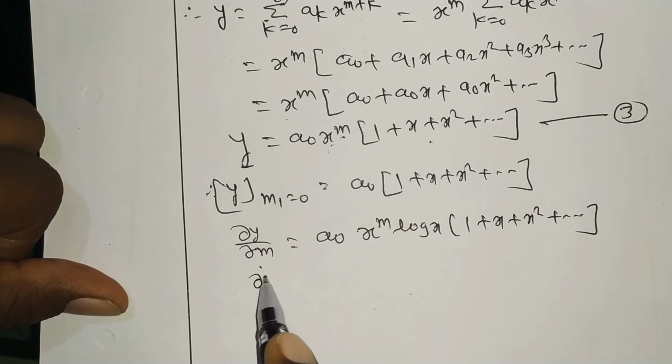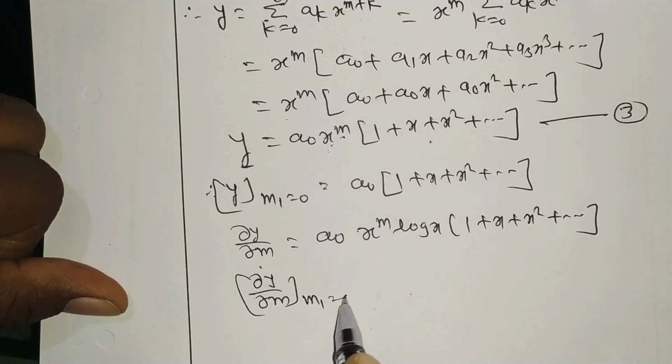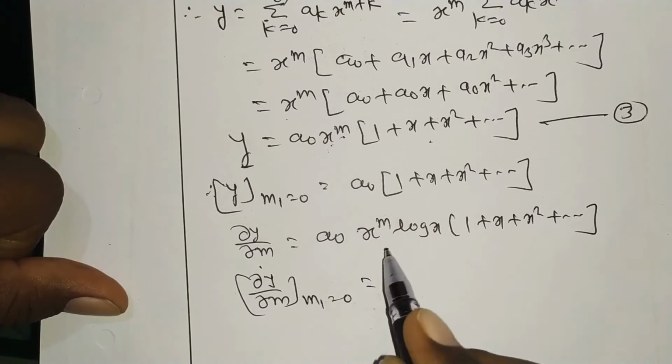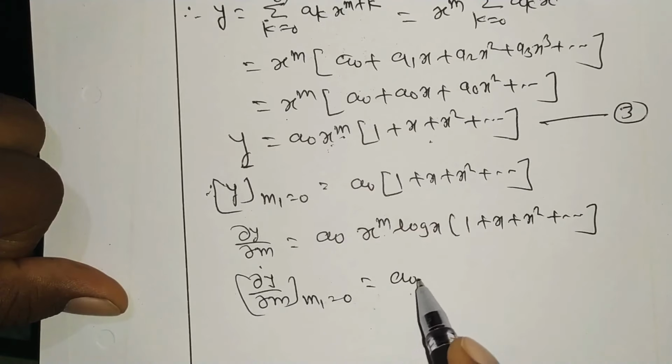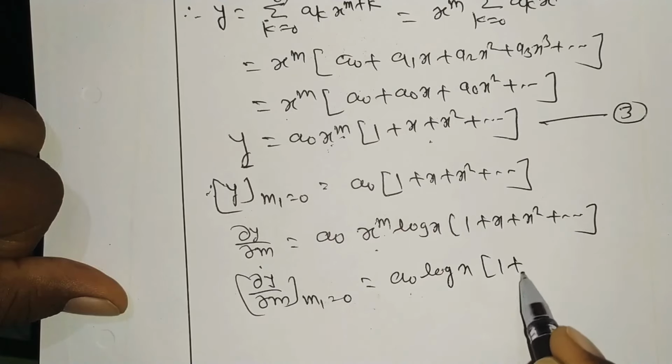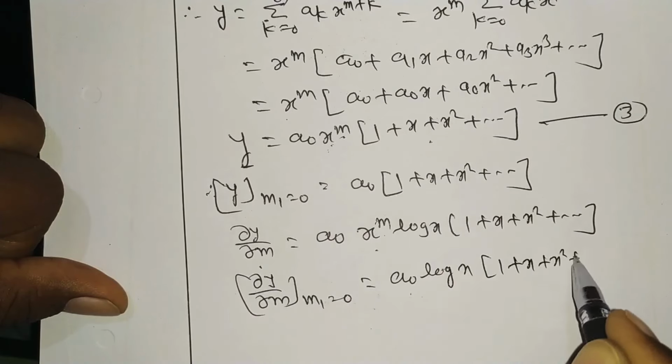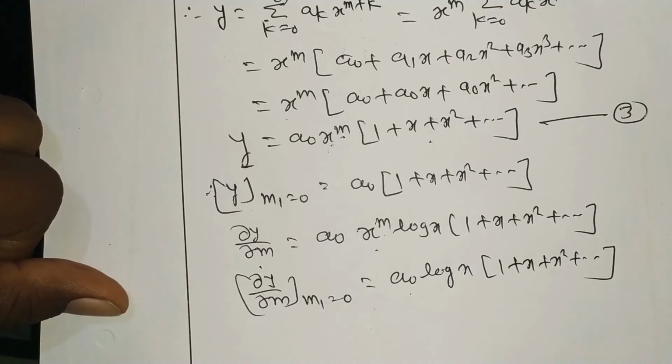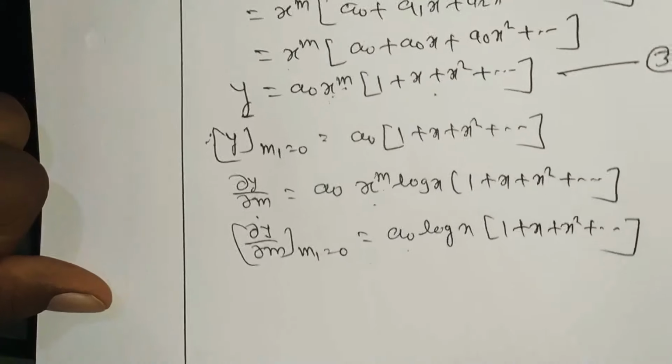Okay, so this is the value of ∂y/∂m. Now we want ∂y/∂m at m1. What is m1? m1 is 0. So put m equal to 0 here, then we get a0 into x raised to 0 is 1, a0 log x into 1 plus x plus x square plus so on. So this is the value of ∂y/∂m at m equal to 0.